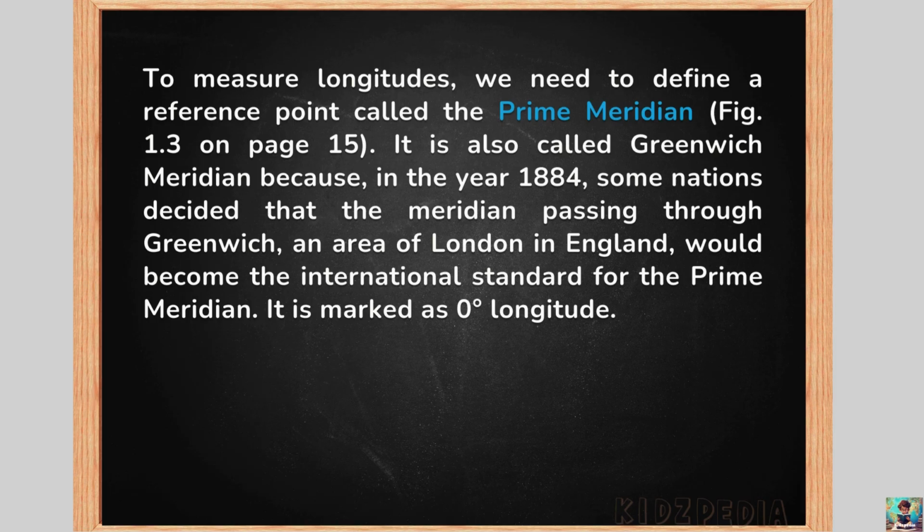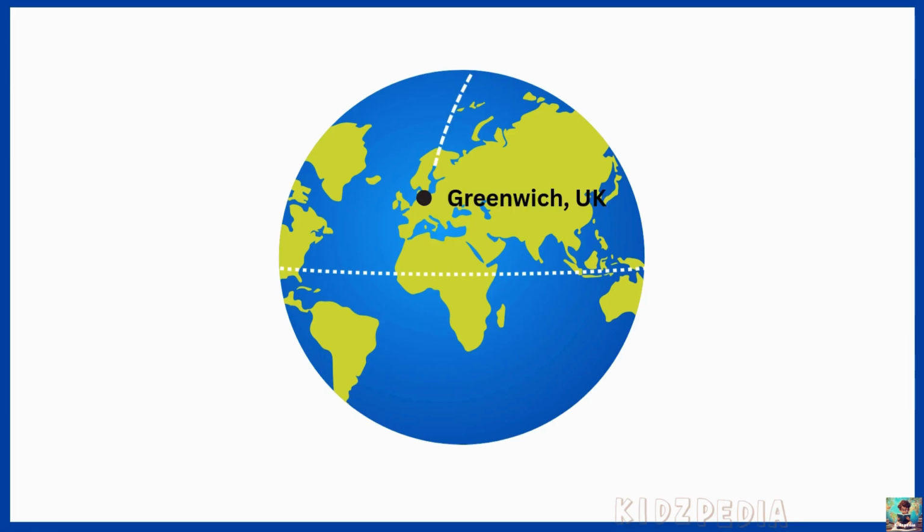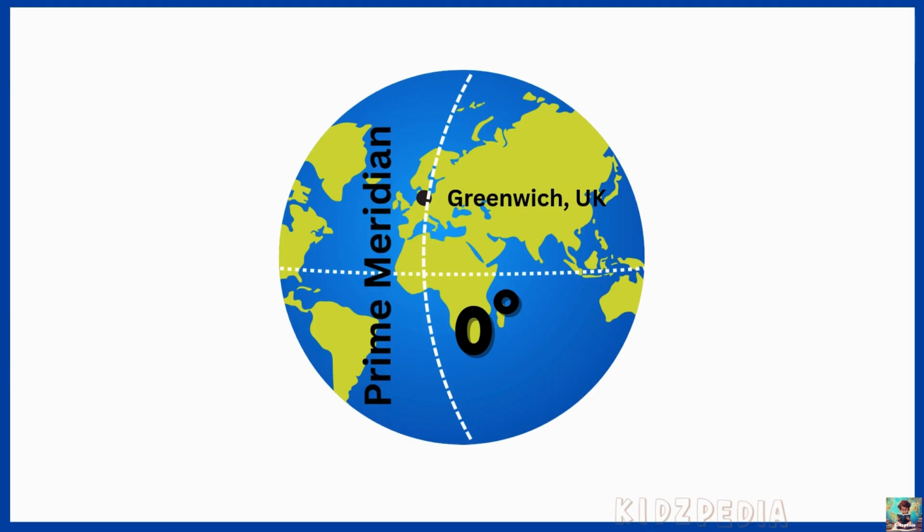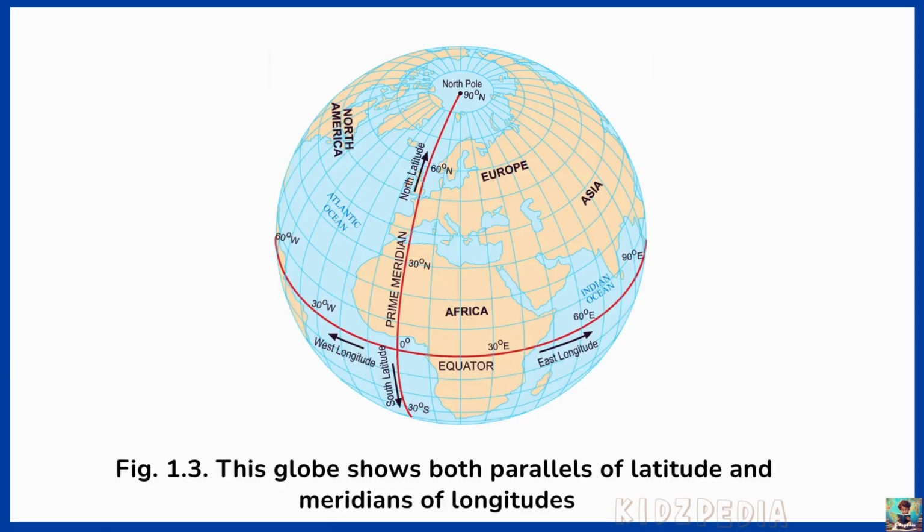So, to measure longitudes, we need a starting point called the prime meridian. The prime meridian is an imaginary line that is marked as 0° longitude. It's also called the Greenwich Meridian because in 1884, many countries agreed to use the line passing through Greenwich, a place in London, England, as the starting point for measuring longitude. This line helps us know how far east or west a place is from the prime meridian. And you can see this prime meridian on the globe in figure 1.3 on page 15.